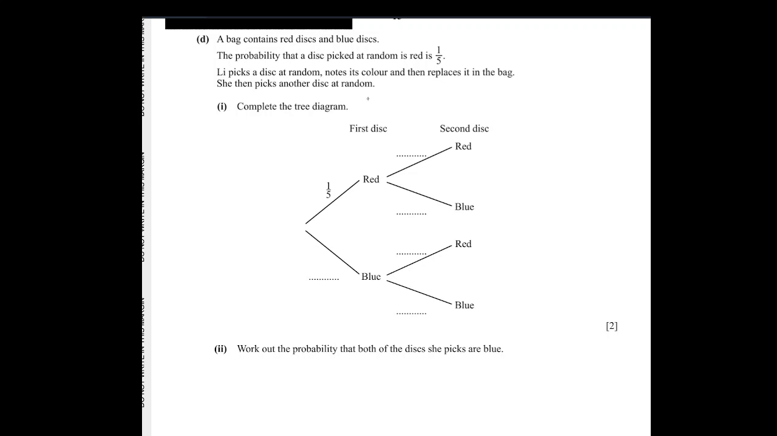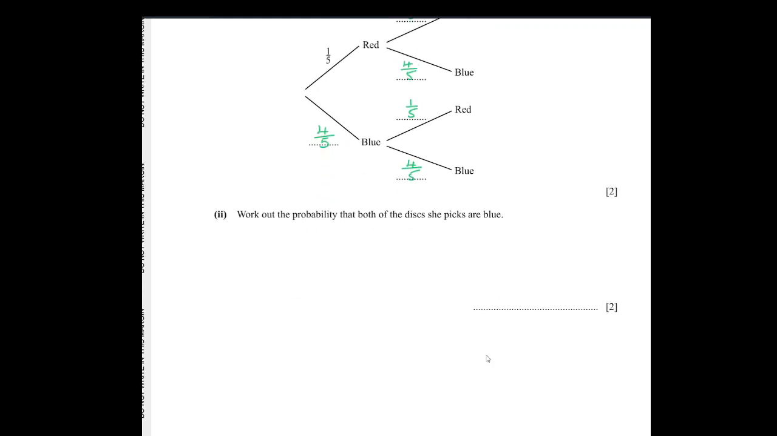The disc is selected, then it is again replaced back into the bag. Again the new random disc is being picked. So that probability for red is given. Now we need to fill all these blanks. If 1 by 5 is the red disc, the remaining probability out of 1 will be 4 by 5, because out of total 5, 1 is gone. Same way for the second disc also it will be 1 by 5 red and 4 by 5 blue. So this is the answer for the first one.